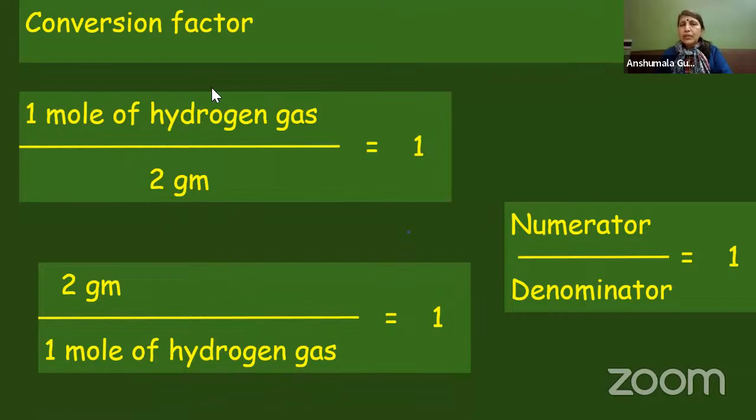So the numerator upon denominator would be 1. Both these quantities are equal, so this will be 1. Or you can put the reverse also. You can put 2 grams above and 1 mole of hydrogen gas below, and the conversion factor would be 1. Depending on what you need in the numerical, you can take either of these. The quantity that you need to calculate, put it in the numerator.